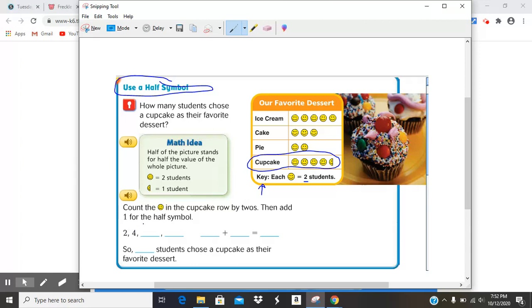So we counted by 2s like we just showed right there. We had 2, 4, 6, and then we got all the way to 8. So that means that we had the 8 using the whole smiley faces. And then we had the 1/2, which stands for only 1 student, which means that we have a total of 9 students that chose a cupcake as their favorite dessert.